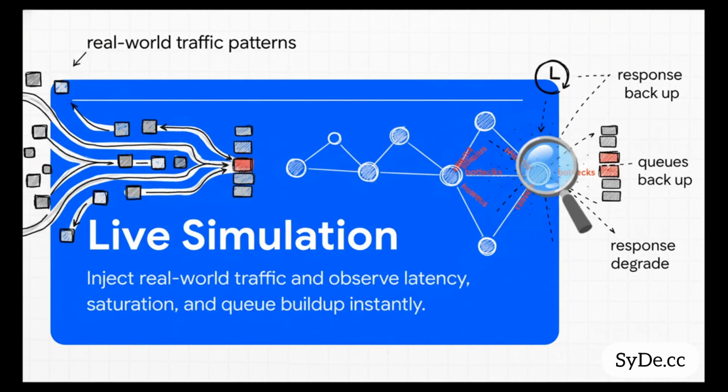And this is where it all comes to life, the live simulation engine. You can pump real-world traffic patterns into your design and just watch. You can see exactly where bottlenecks are forming, where queues are backing up, and how your response times start to suffer. All of it happening right in front of you in real time.